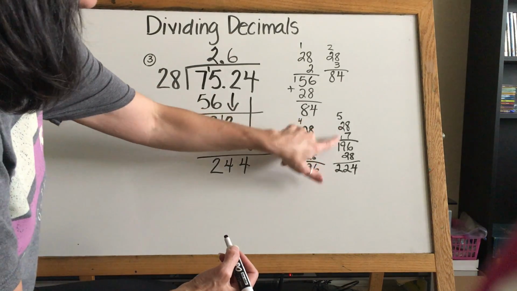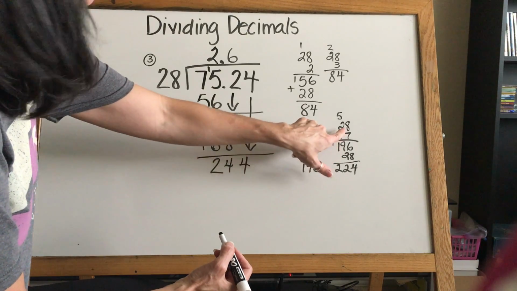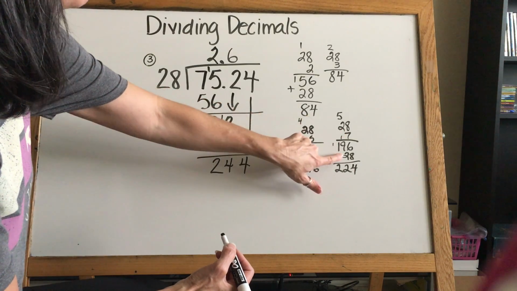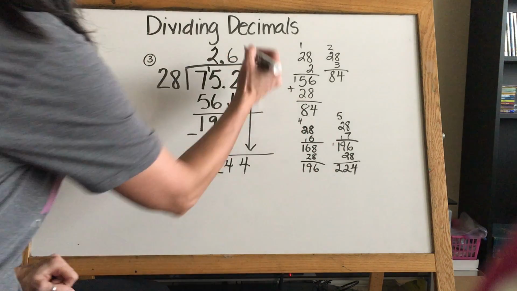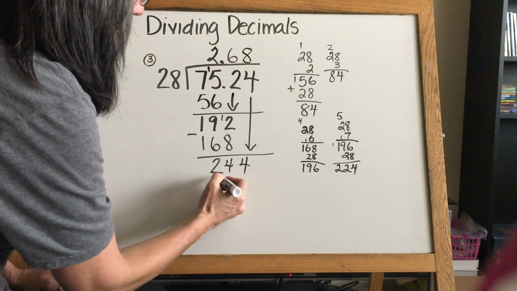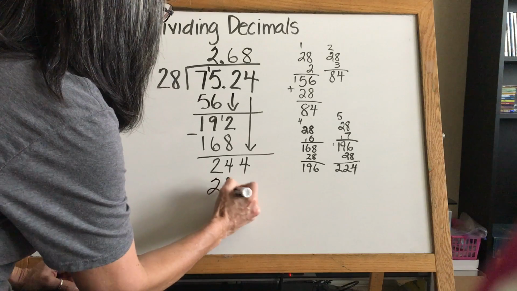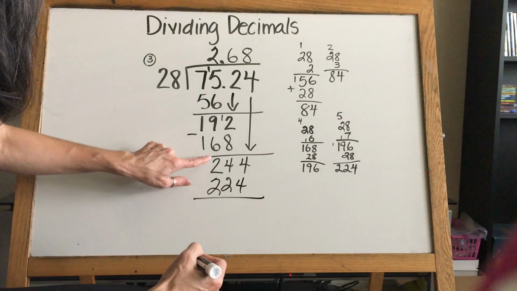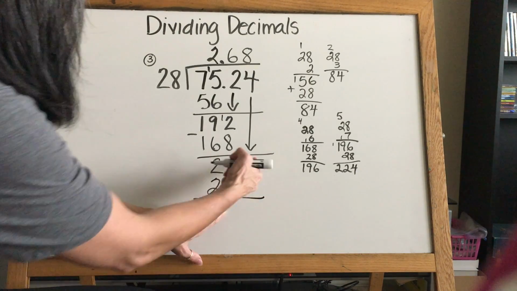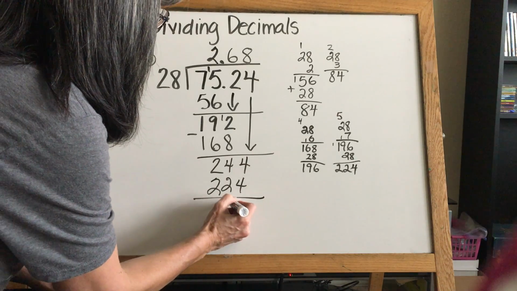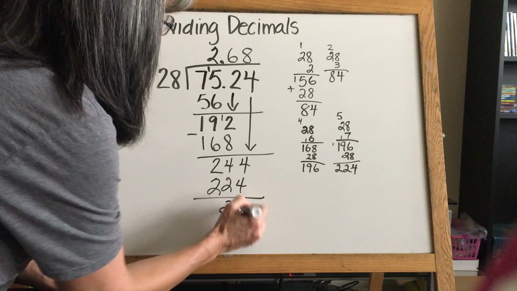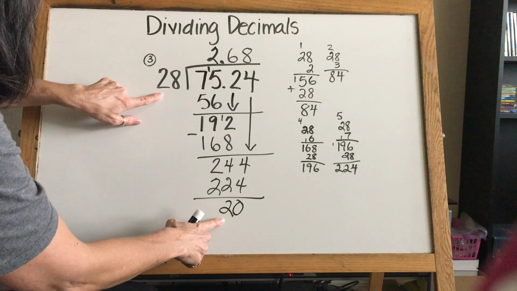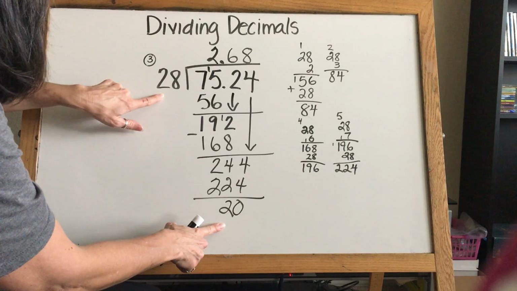Our friend helped us, but it wasn't quite enough, so we added another one. So instead of this being a 7, because we added an extra 28, this is going to be an 8, okay? So we're going to write 224. We're going to subtract. 24 minus 22 is 2. We have the same digits, so we don't need any help. 4 minus 4 is 0. Again, we're checking. Is our subtraction less than our divisor?